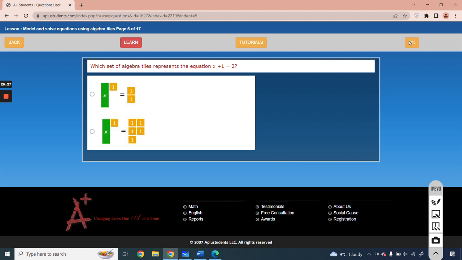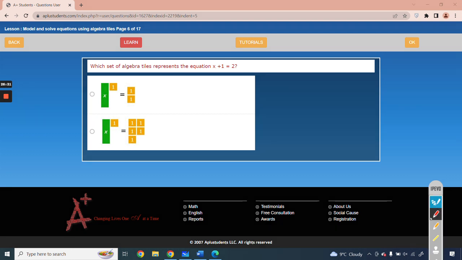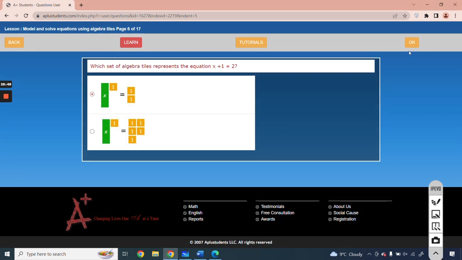Which set of algebra tile represents the equation x plus 1 equals 2? So x, you have just one green tile with one orange tile, it would be the first option. Got it? Because here you have 2 of the orange tiles, so it would be x plus 1 equals 2. Option number 1 is the correct option. Got it? Just select the correct option and click on the OK button.